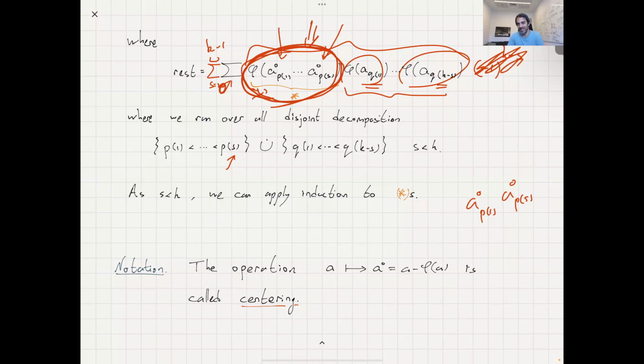So the fact that an element is centered doesn't mean that its second moment is 0 as well. So this is not 0. If this would have been 0, everything would have been 0. It would have been weird. But this is smaller in terms of the number of terms that you have in the product, so you can use induction and get a result. Okay. Another, as I said, this operation, which we'll do quite a lot, is called centering.